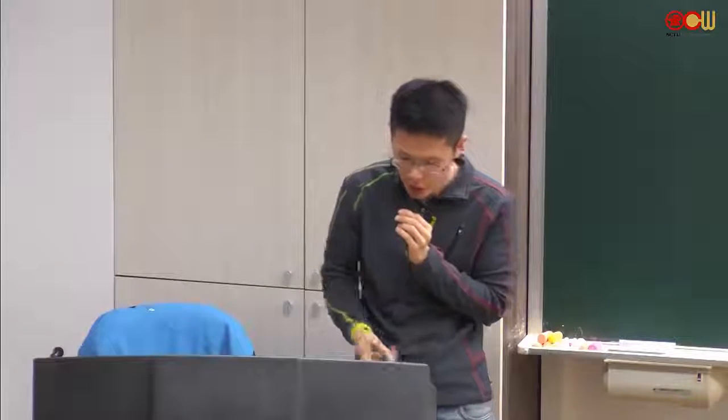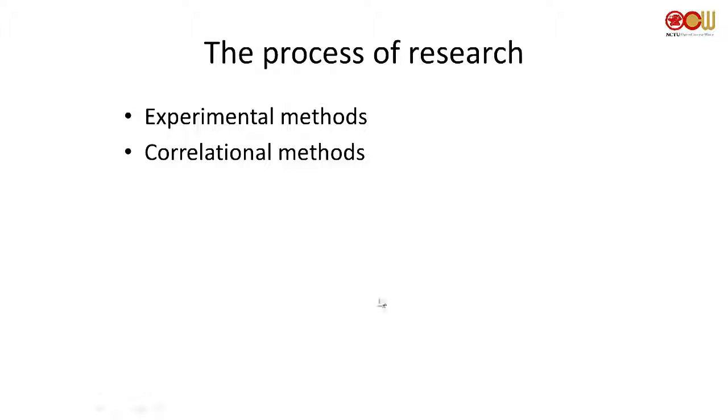Okay, so after you have operationally defined the concepts you want to study, the next thing you have to do is to collect data. How do psychologists collect data? There are many different ways. There are many different methods. I'm going to only talk about two of them. The first one, experimental method. The second one, correlational method.